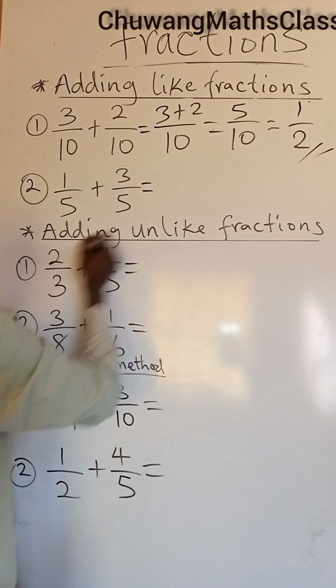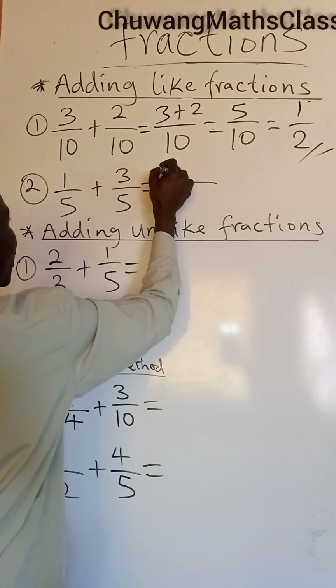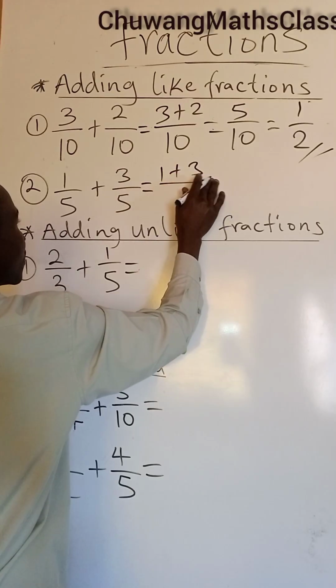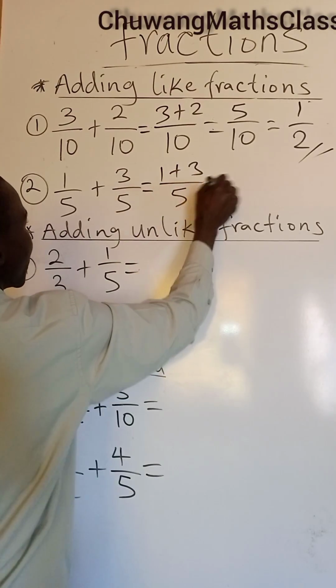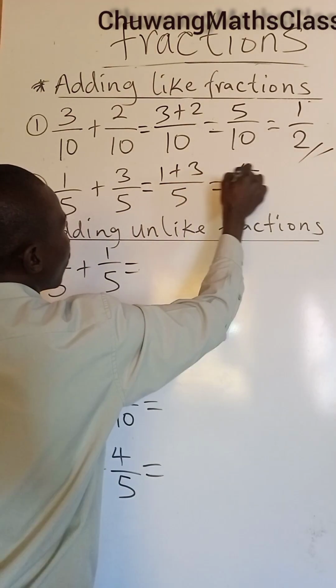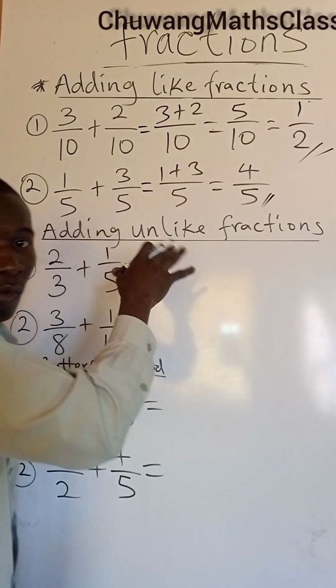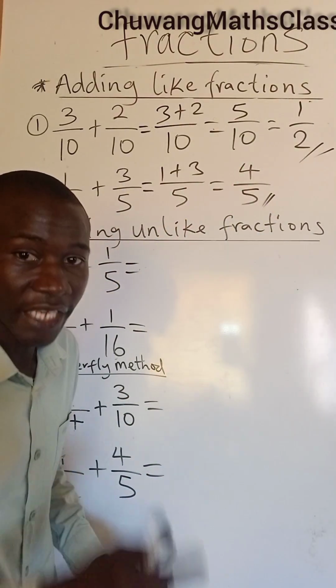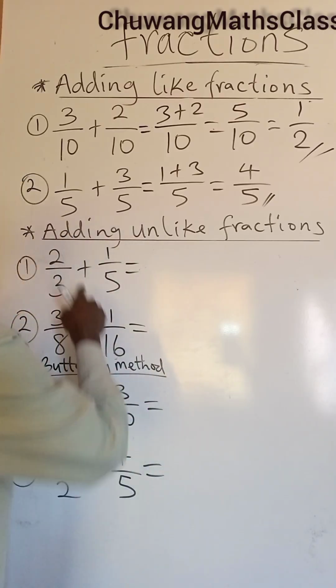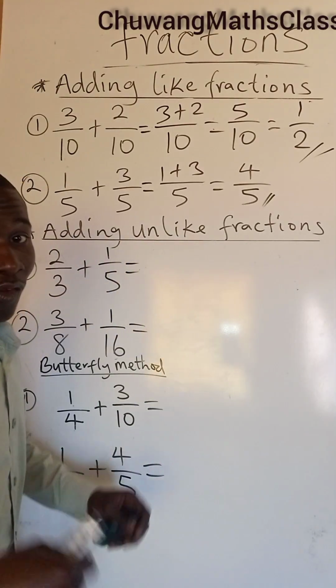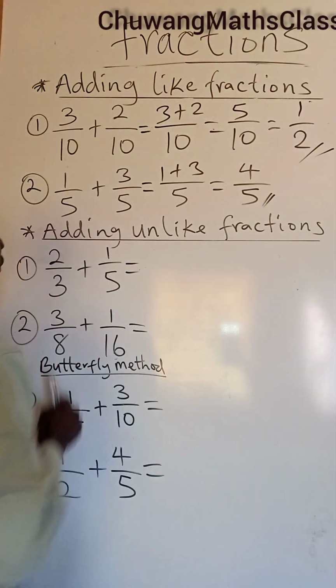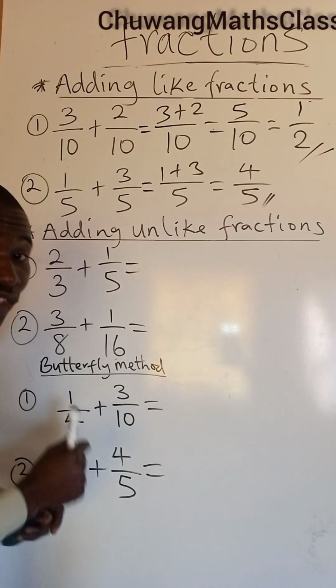Example 2. So the same thing, 1 plus 3 all divided by 5. 1 plus 3, this is 4 over 5. And we are done. This is at its lowest term already. Now the second case is adding unlike fractions. What are unlike fractions? Unlike fractions are fractions with different denominator.